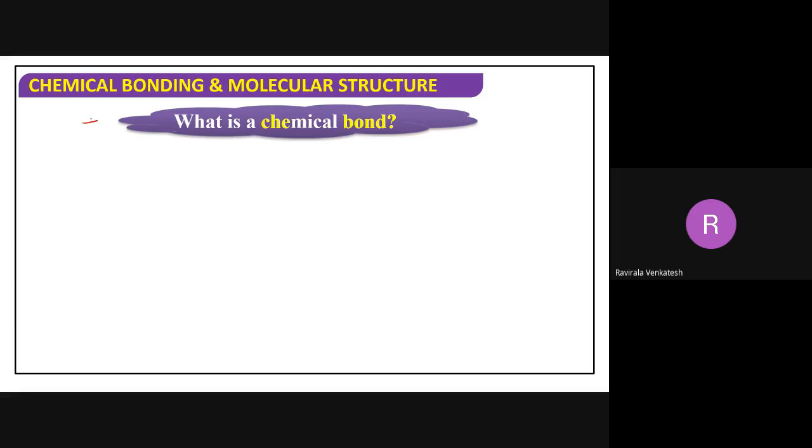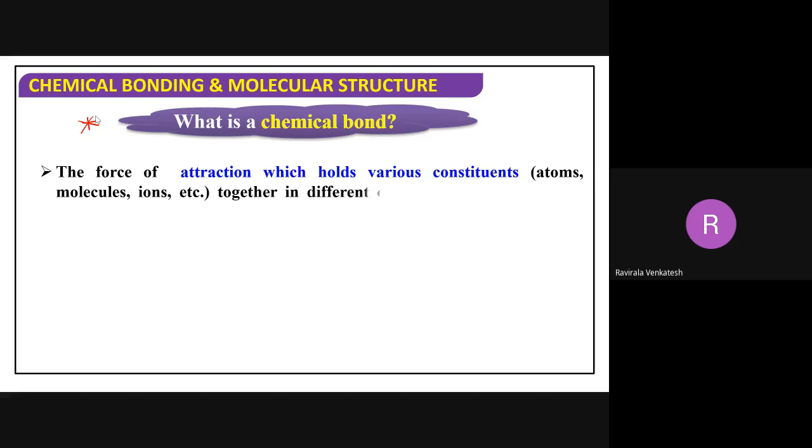What is a chemical bond? This is very, very important because our chapter name is Chemical Bonding and Molecular Structure. So the chemical bond definition is very, very important. So what is that bond actually? First of all, it is the force of attraction which holds or binds various constituents like atoms, molecules, ions together in different chemical species, called chemical bonding. Just simple: holding or binding together. These are the key points for us.